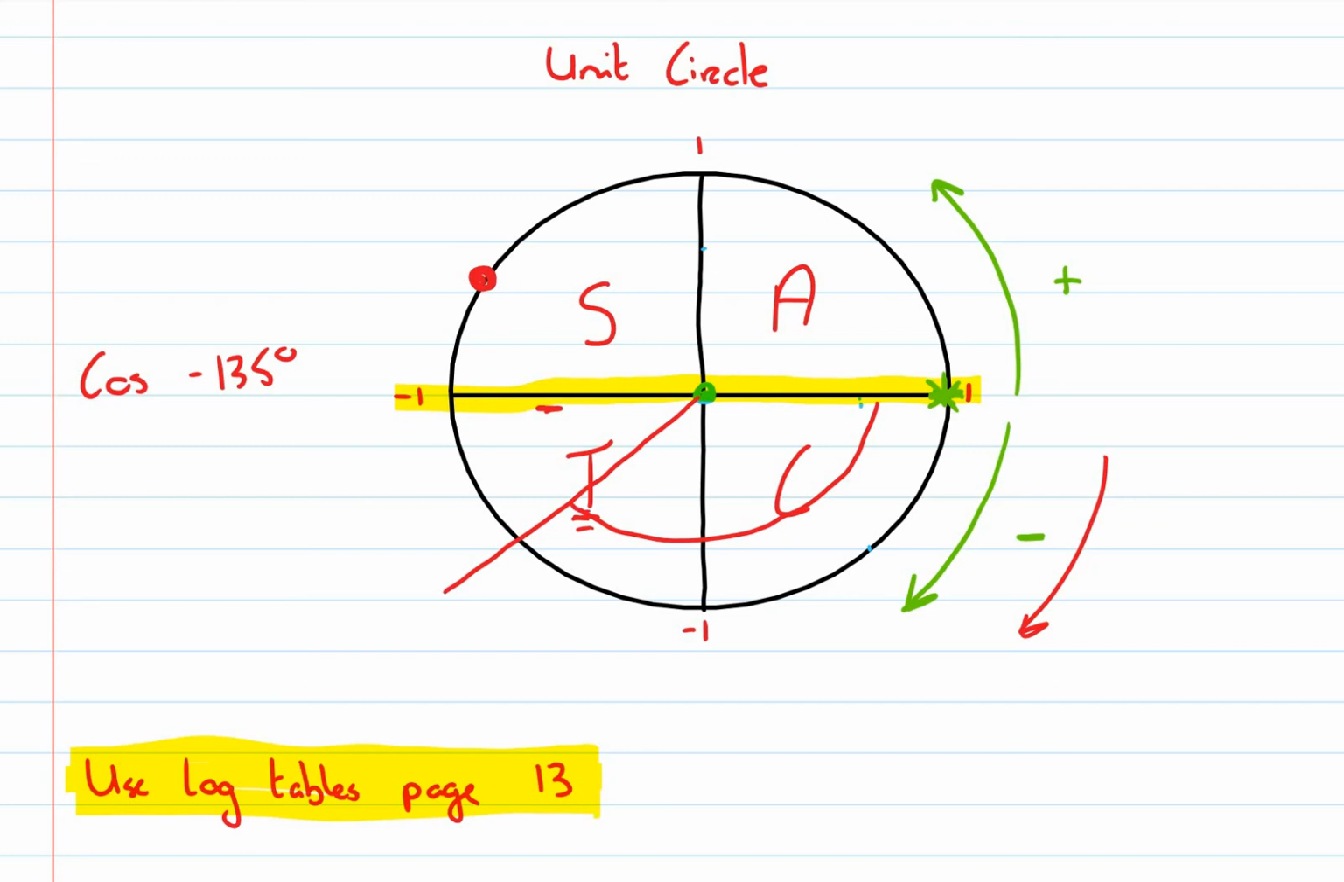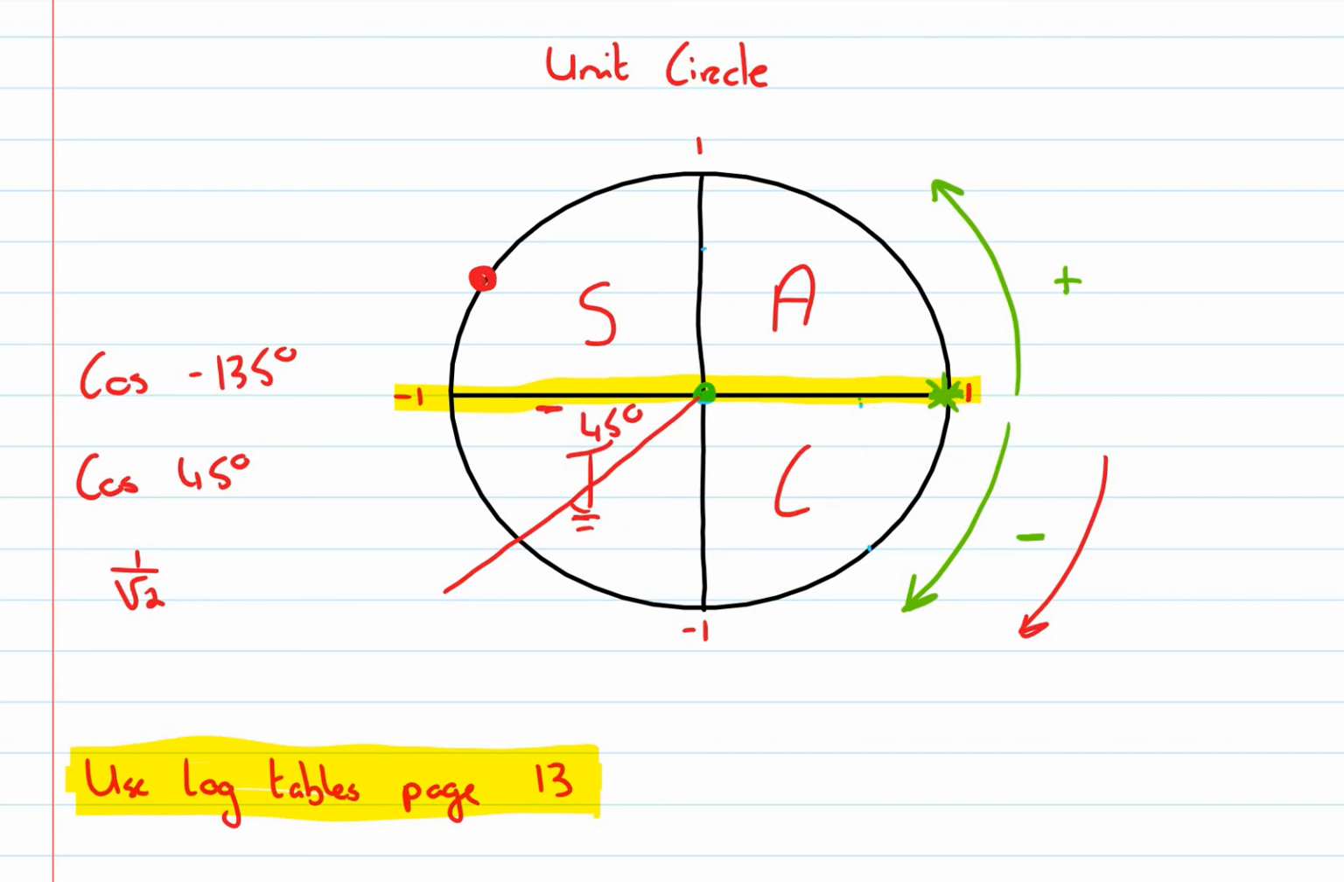But remember, this again is more than 90 degrees, so we need a reference angle. Again, the reference angle is going to be here. 180 minus 135 is again 45 degrees. So we need the cos of 45 degrees, and the cos of 45 degrees is 1 over root 2 again.